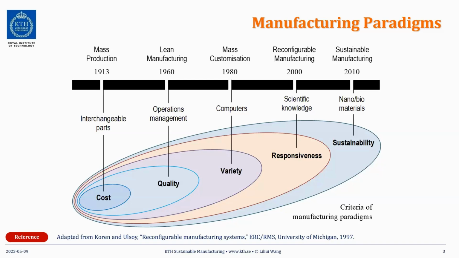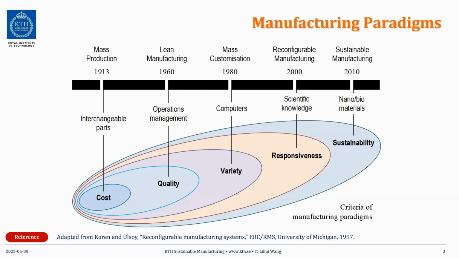Later on, around 2000, reconfigurable manufacturing applied the latest scientific technology to try to address the issue of responsiveness. Whenever there's some change on the shop floor, the production line, cell, and machine can take care of that requirement and respond at a rapid speed. More recently, of course, today we're talking about sustainable manufacturing, considering a more global aim with limited resources on our planet. And the aim is sustainability.